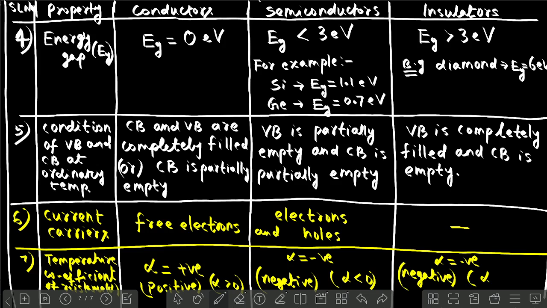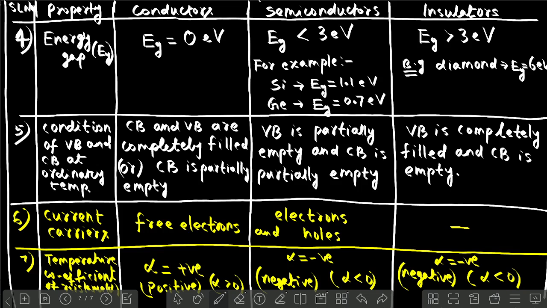So many times an MCQ question comes here. Alpha value is negative for which material? Only semiconductor, only insulator, or both semiconductor and insulator? Alpha value negative is for both semiconductor and insulator. Yes or no? Entrance exams also ask like this. So please remember alpha value is negative for both semiconductor and insulator, but positive for conductor. What do you mean by positive? Meaning when the temperature increases, resistance will increase. But negative means temperature increases and resistance decreases. So that is the meaning of positive and negative. Remember.